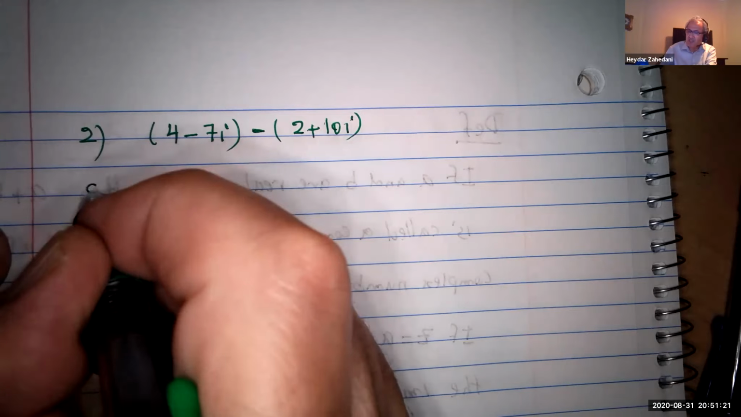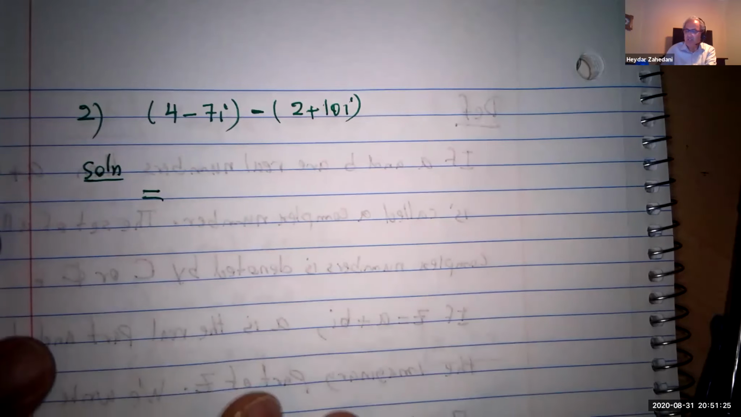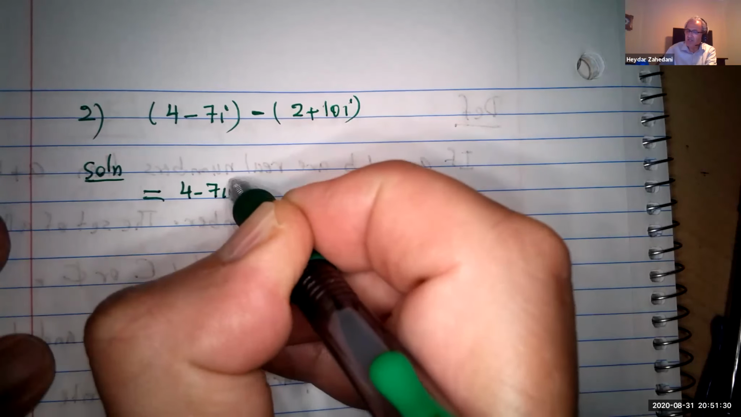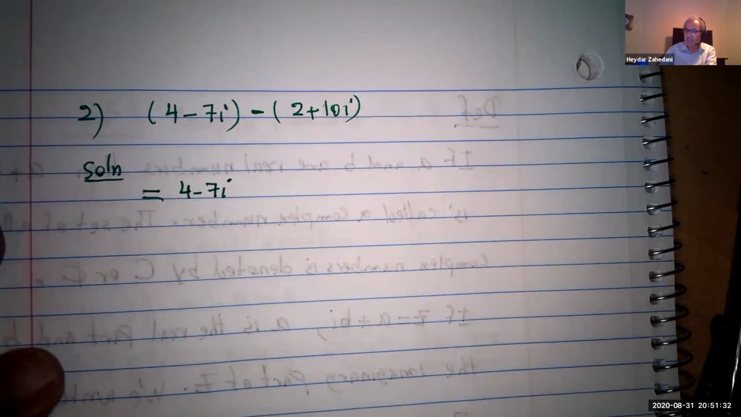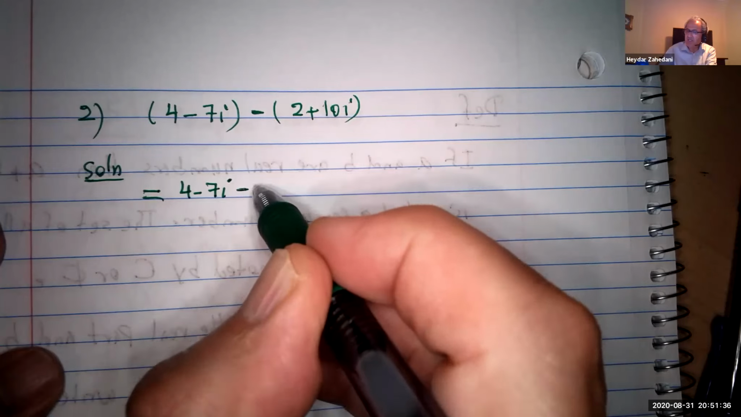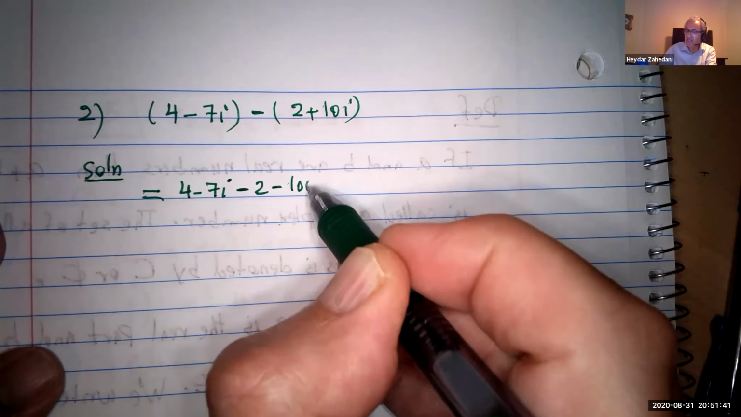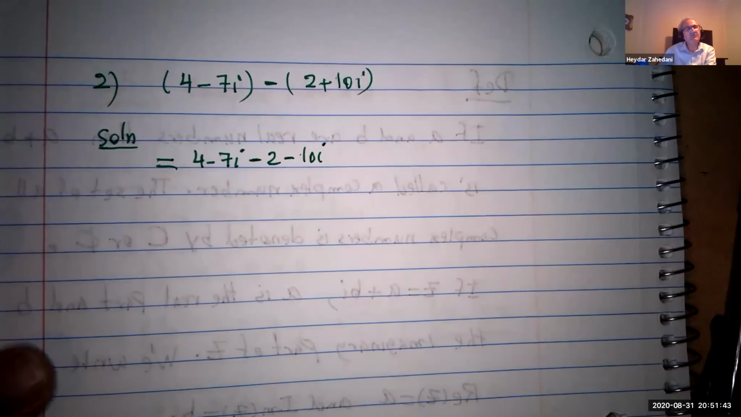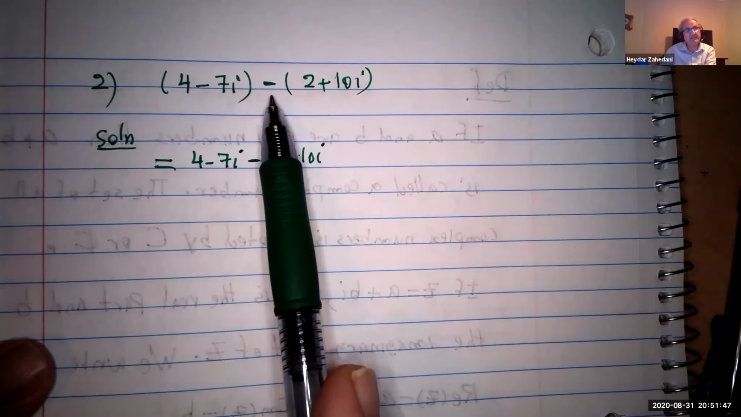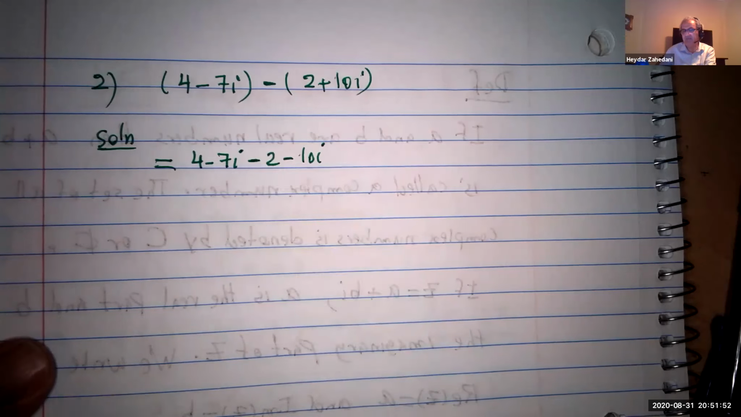So the solution is equal to, remove the first parentheses, going to be 4 minus 7i. To get the second one, apply the negative sign. So it's going to be minus 2, negative times positive would be negative, minus 10i. Any question? Don't miss this negative sign. Negative, positive, negative, and the positive, and again, a negative.